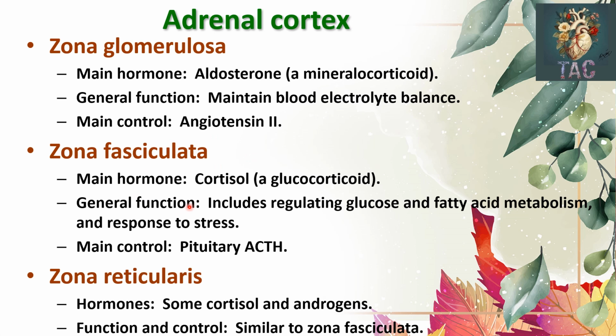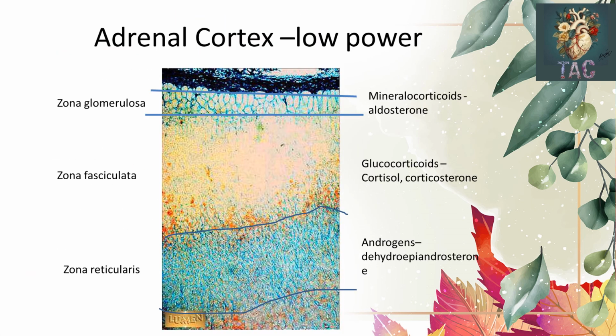Zona fasciculata secretes mainly cortisol, which is a glucocorticoid, and its main functions include regulating the glucose and fatty acid metabolisms and response to the stress. Main control is the pituitary adrenocorticotropic hormone. Zona reticularis secretes cortisol and androgens, and function and control of the zona reticularis are the same as that of the zona fasciculata. So this is the diagram of the adrenal cortex.